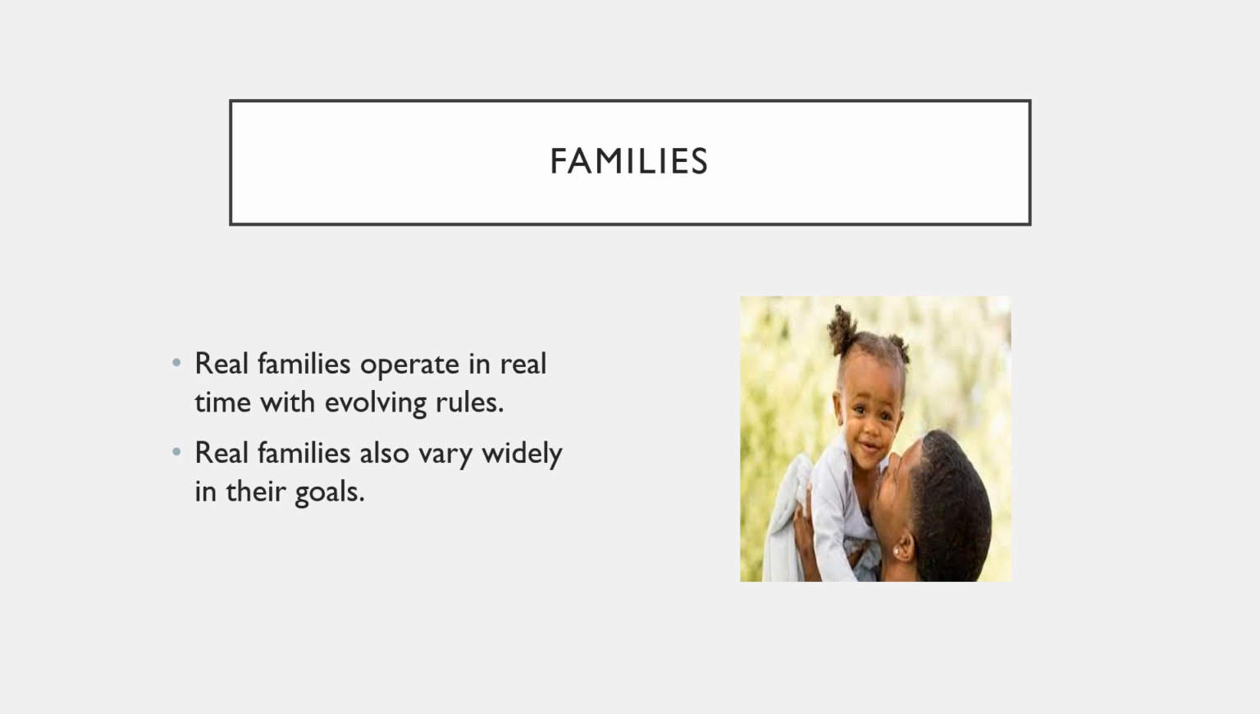So real families operate in real time with evolving rules. And we also have to consider that real families vary widely in their goals, and there may not necessarily be consistency between one family's goals and another family's goals. And so it's understanding that unique family and what their needs are, what their support systems are, what resources they have available to them, how they choose to use those, and what their ultimate goals as a family are collectively.